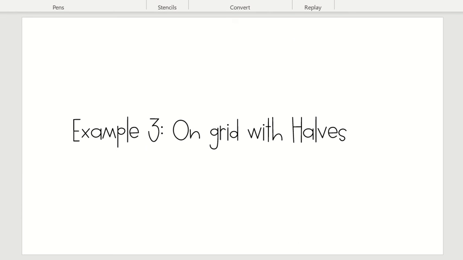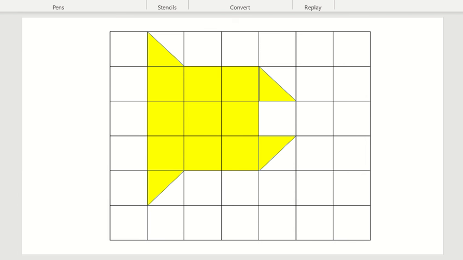A third case in which you might see area or have to find it would still be on grid, but there are halves involved. It looks like this. So now I can still use my chunking strategy and say here's a 3 by 3 grid, and that would be 9.